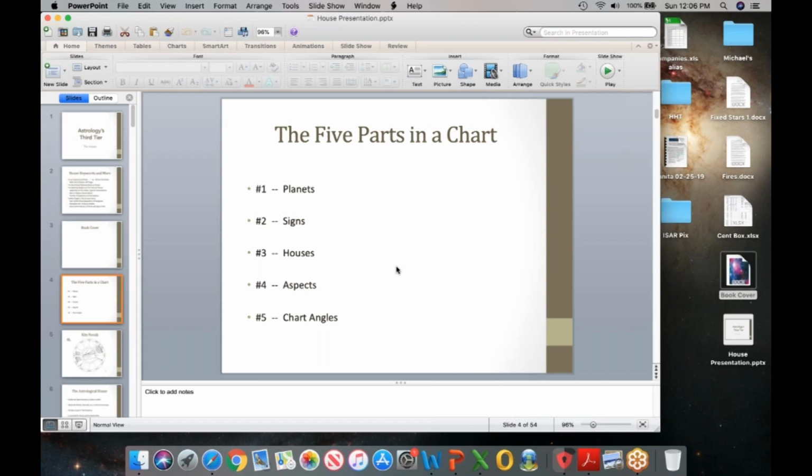The vertex, the co-ascendant, the polar ascendant, the Aries point, and if you want to include the nodes of the moon, then the nodes of the moon really belong in that category of chart angles. So what happens is you take a chart.